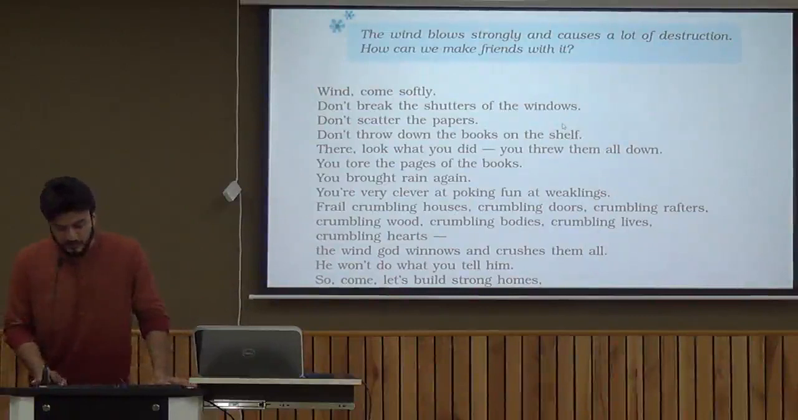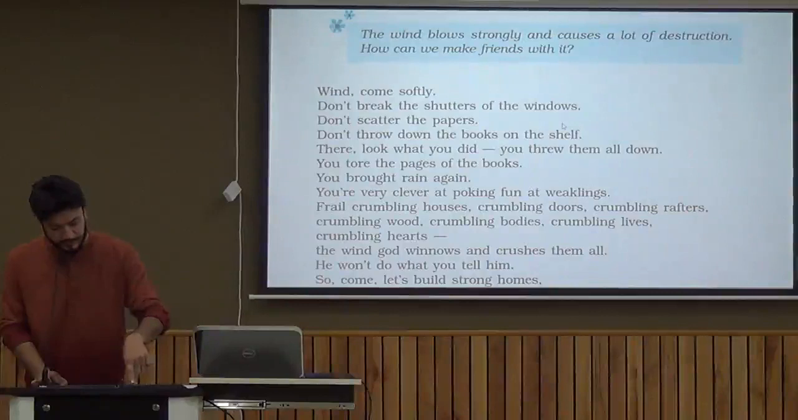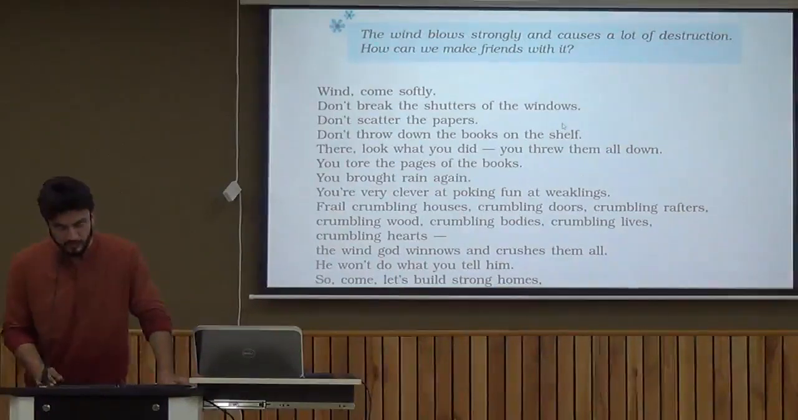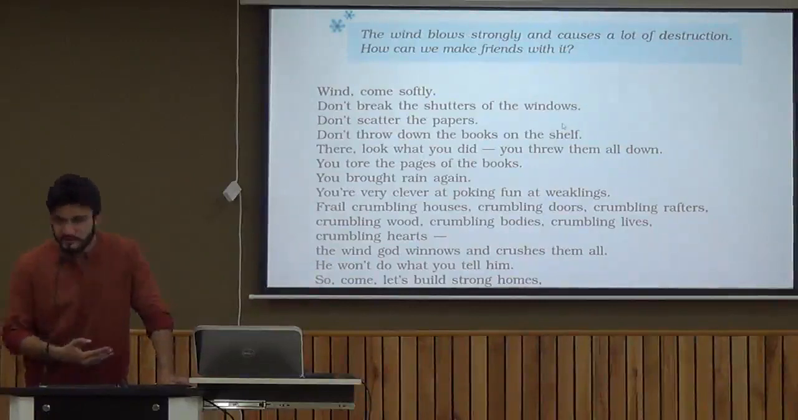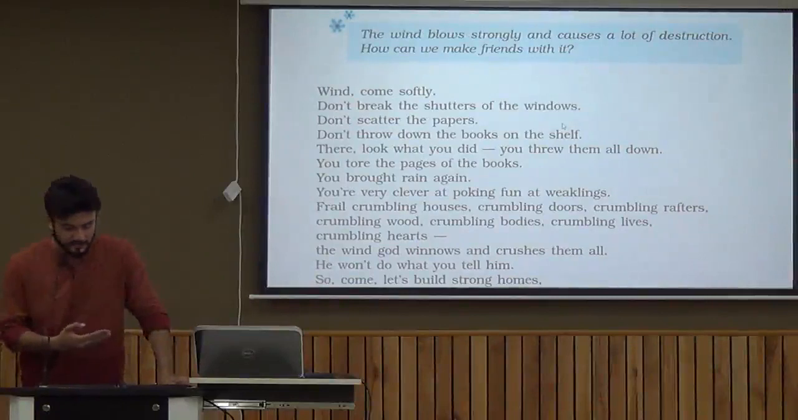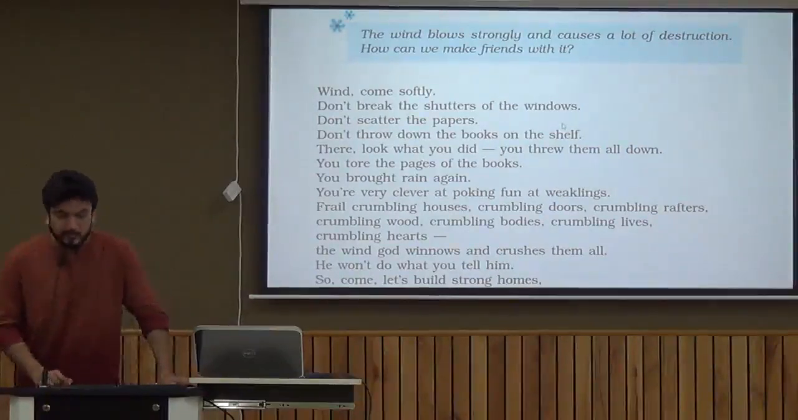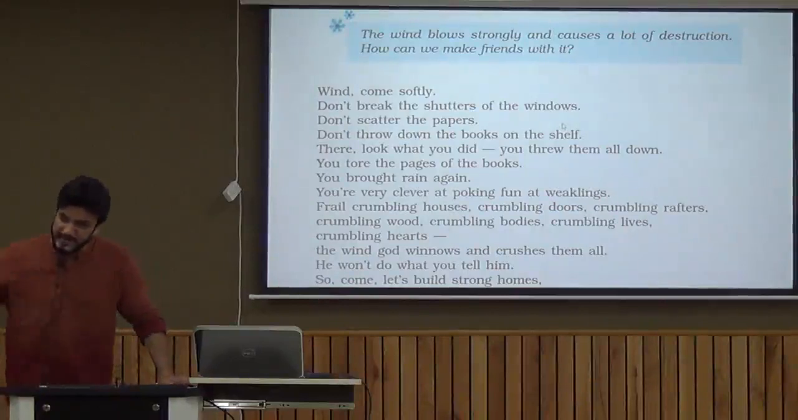There, look what you did. You threw them all down. Now, there you see in the fifth line a long hyphen, which tells you to have a pause. So when you say, there, look what you did, you need to stop for a while. And then you read it, you threw them all down. So he is actually addressing the wind directly, as if the wind is the second person. There, look what you did. You threw them all down. So finally the wind has again come, and it has again thrown all the books from the shelf.